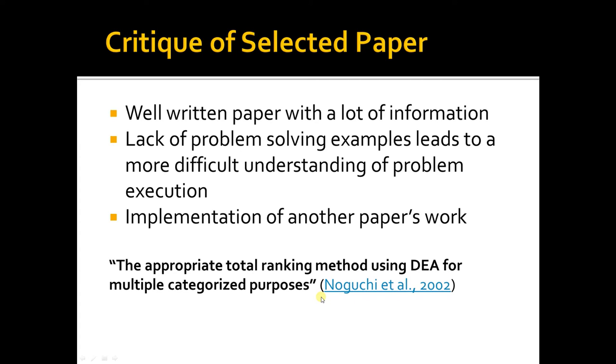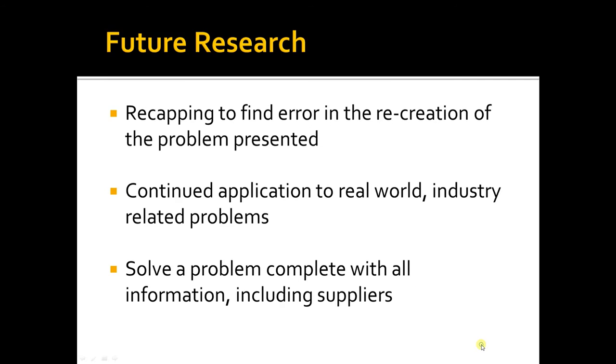So the paper was definitely well written, had a lot of information. However, it was a little bit hard to understand the process they used, since they just said the process they used and then gave the answers. They didn't really write out the problem, how they did exactly what they did. That makes it a lot harder to understand. Also, I realized that this paper was simply an implementation of another paper's work. That paper was called The Appropriate Total Ranking Method Using DEA for Multiple Categorized Purposes by Noguchi and others in 2002. So I ended up having to use that paper to understand the process a little bit better.